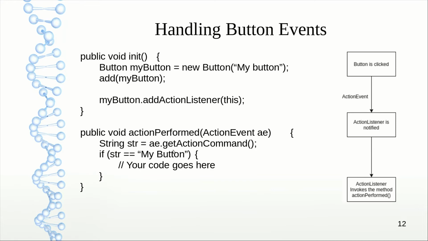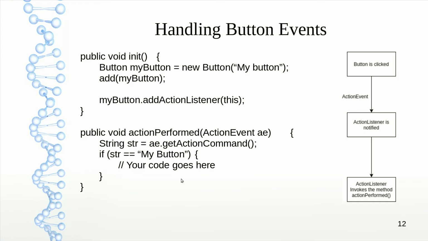What we do is we obtain the label of the button from which this event has been generated, and for this we use the function getActionCommand of the action event class. Then we compare the string that we have just retrieved with the label that we are expecting, and if they match, then our handling code goes here.